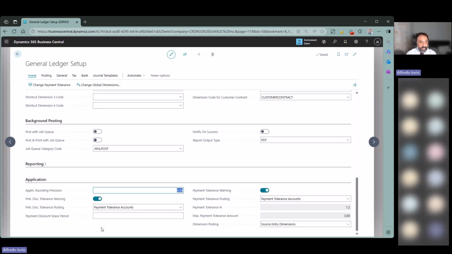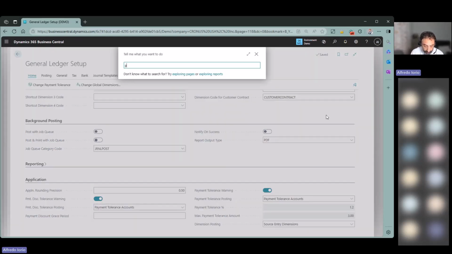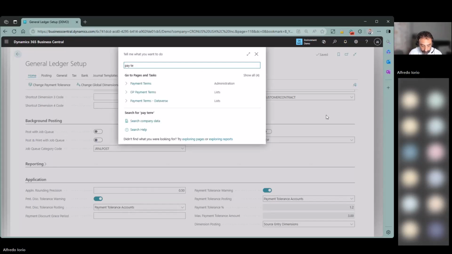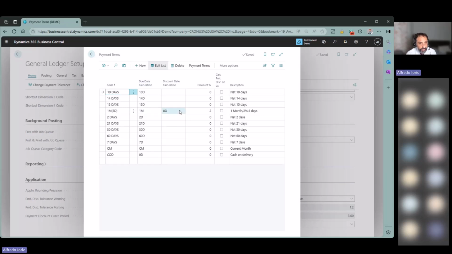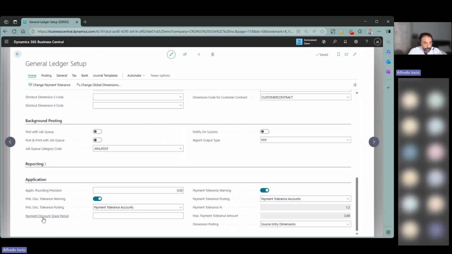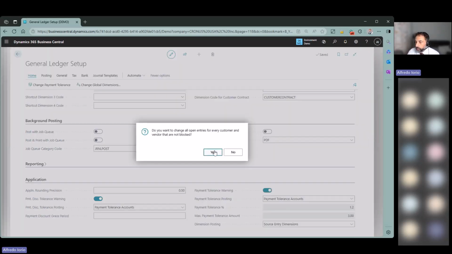If we have a payment discount tolerance, payment discount is about the grace period of the payment terms, right? As I said before, we have 8 days here, 2% discount. If I give my client a 1-day grace period, the 2% will still be calculated, but instead of going to the normal payment discount account, it will go to a payment tolerance posting with the grace period saying 1 day. It's global setup. It doesn't apply to specific customers.